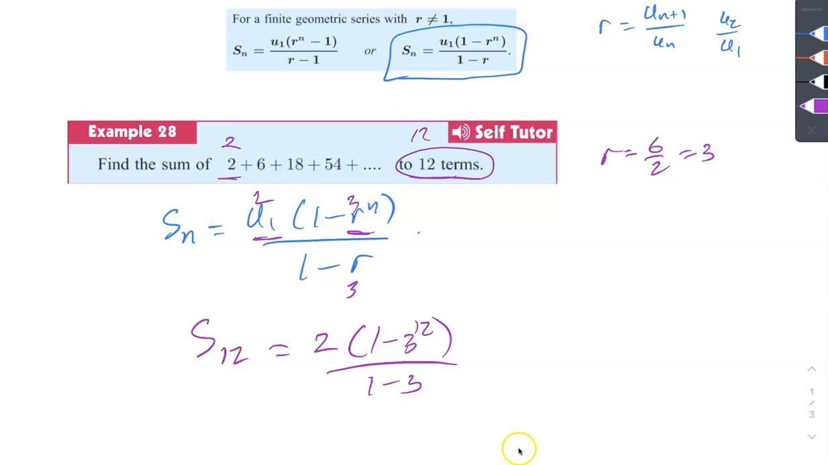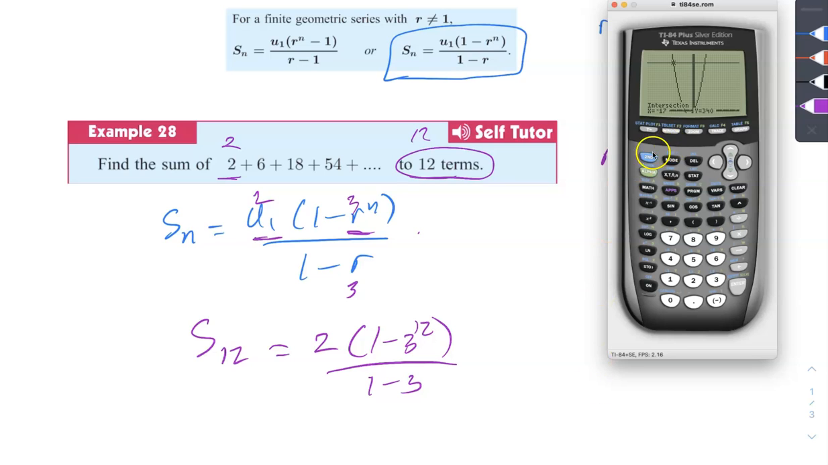Now this is straight out calculator. I'm not going to do this by hand. Don't know how to. So we're typing in our calculator. To make it easier, I am going to use the fancy fraction button. So I'm going to press alpha y equals, which brings up the fraction hotkey, and I'm just typing in the way I see it. So 2 times 1 minus 3 to the 12th power, close parenthesis, on the bottom, 1 minus 3, also known as negative 2. And we get 531,440. There we go. So that's the first one.